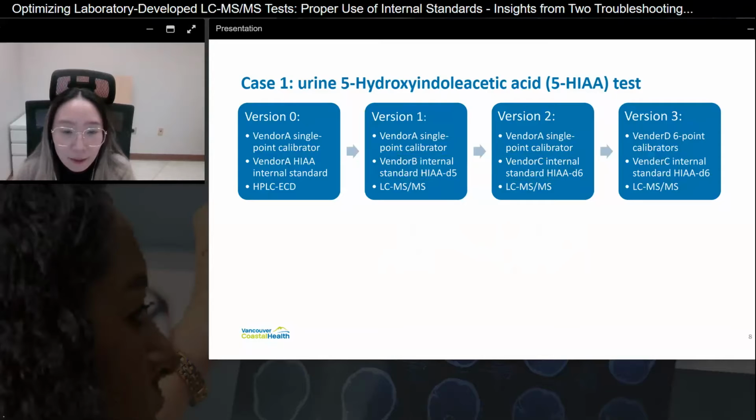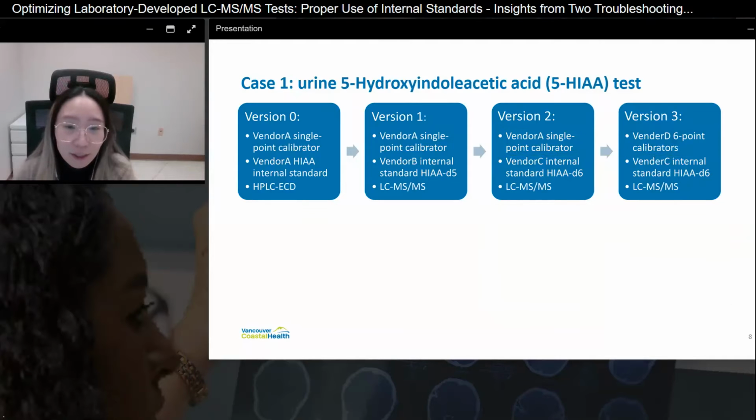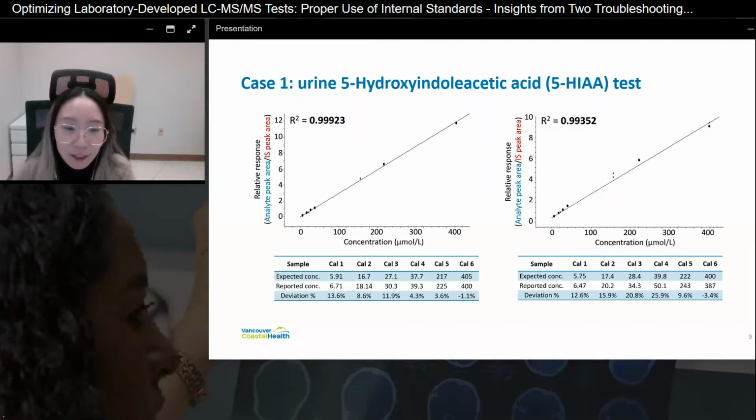And then the single point calibrator was discontinued. We then moved to another vendor 6-point calibrator in version 3 of our method. And this method has been run for years and very robust and never really had any issue. Until recently, we began noticing some cal curve issues in our HIAA assay.